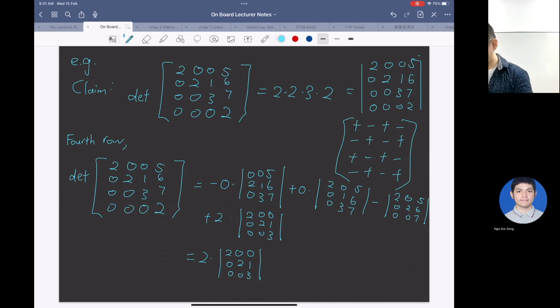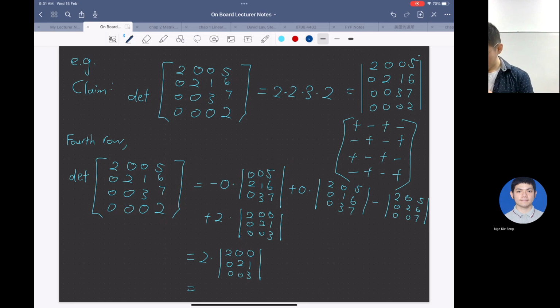So which row or column do you want to pick next? To compute this 3 by 3 determinant, which row or column do you want to pick next? Third row. Okay, you pick third. First row? Okay, you pick first row. Good, first row also can.